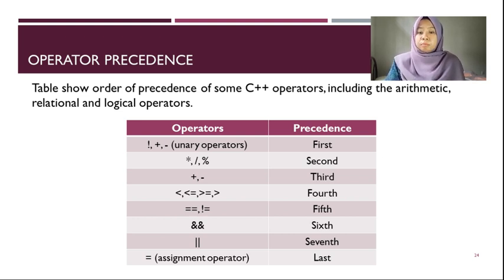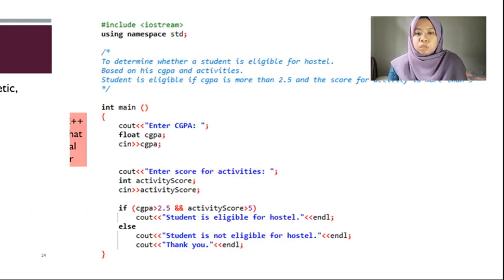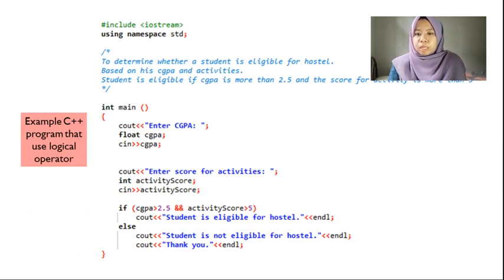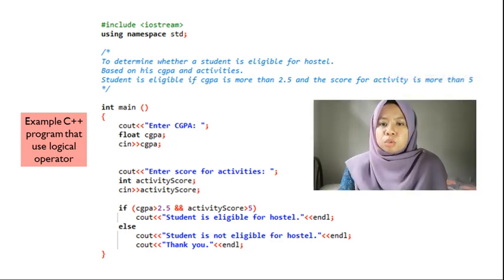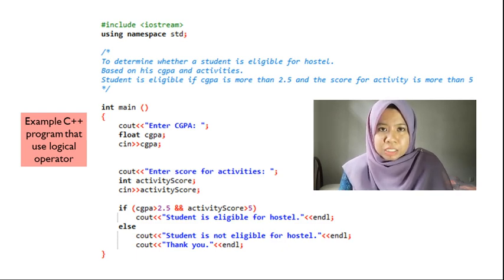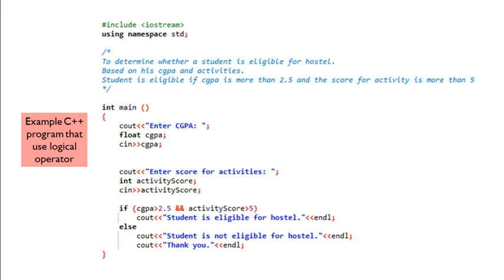So here is an example of a C++ program that uses logical operators. As you can see, the program here is to determine whether a person is eligible for hostel or not. The selection will be based on his CGPA and the merit of activities. The comment there says the student is eligible if the CGPA is more than 2.5 and the score is more than 5.